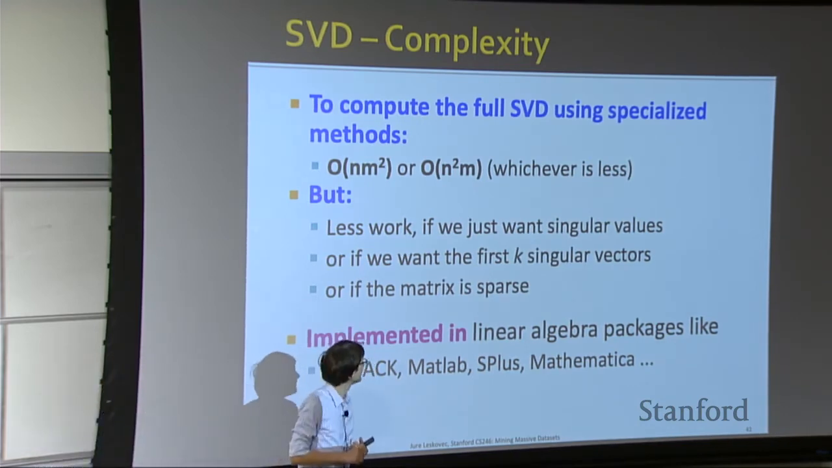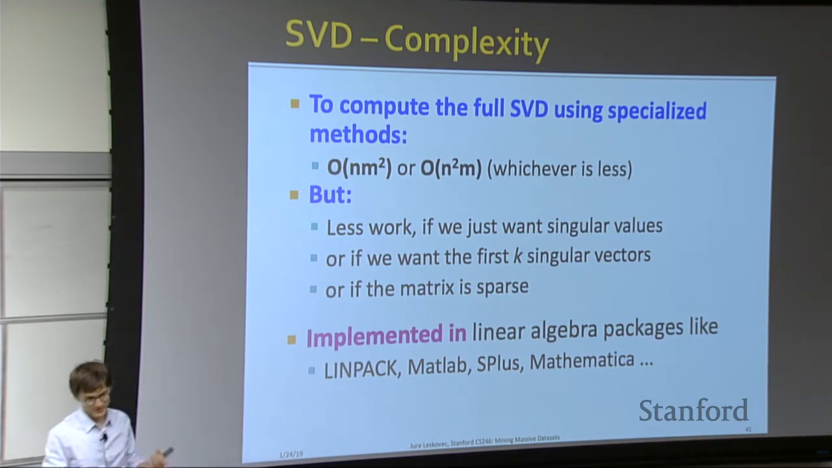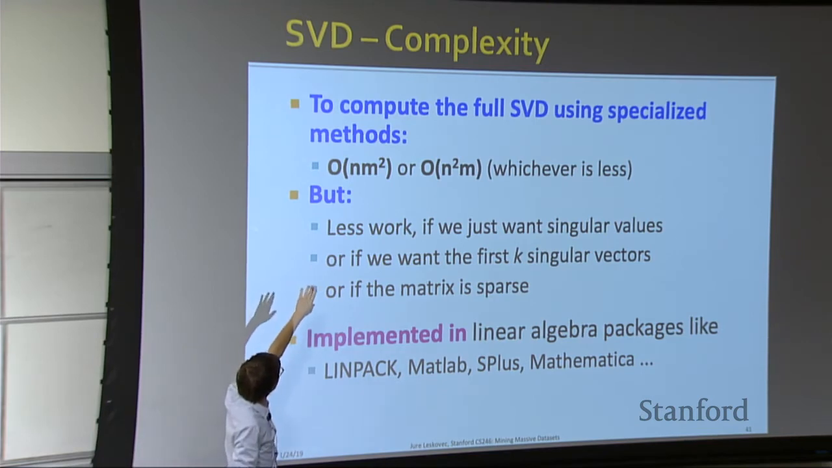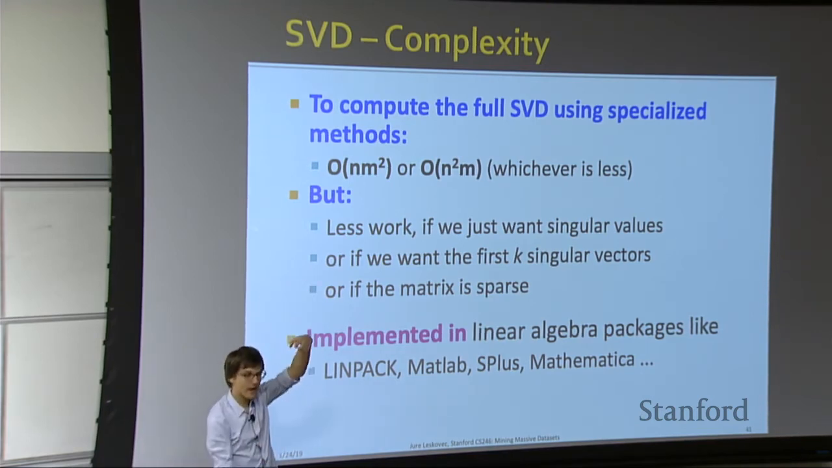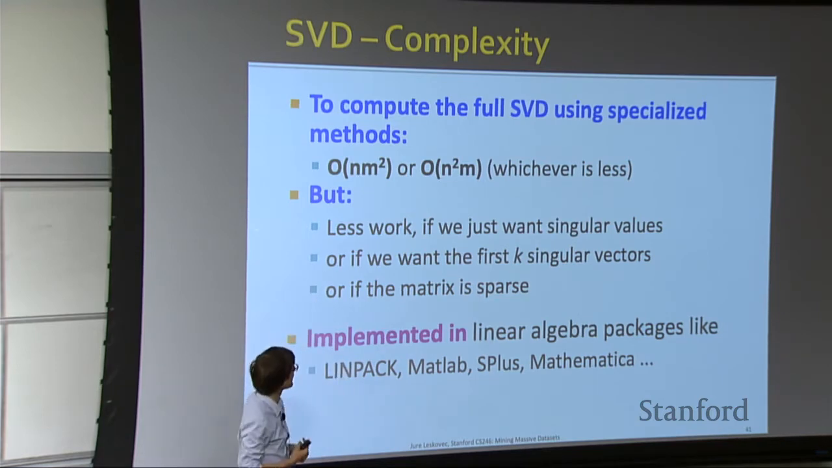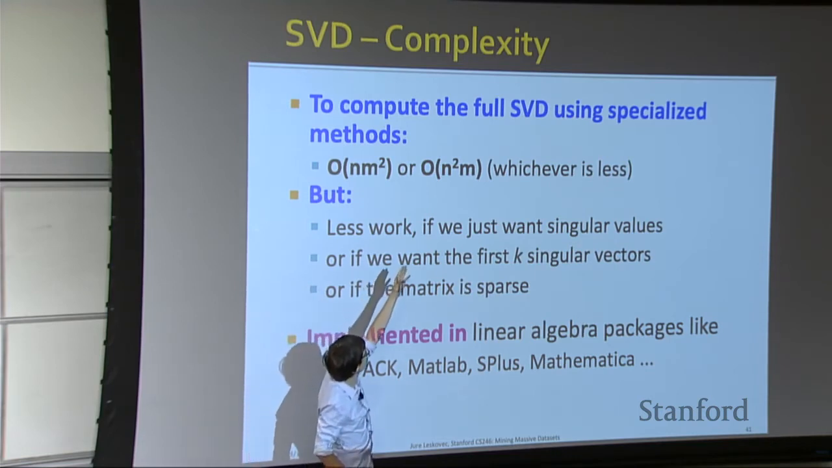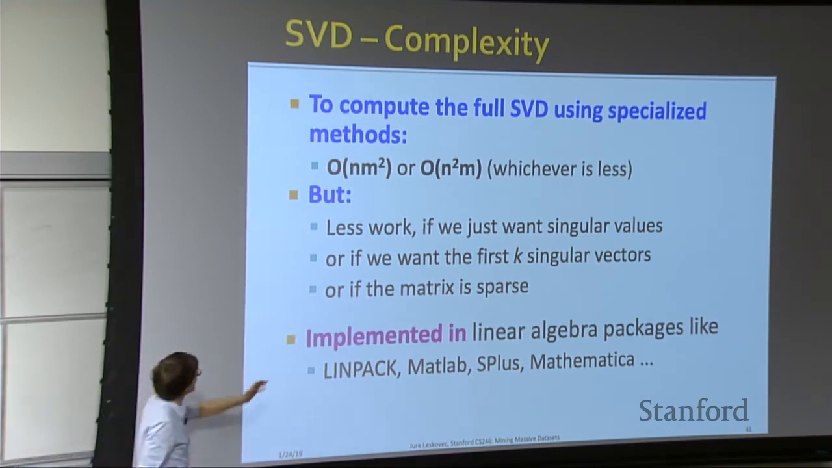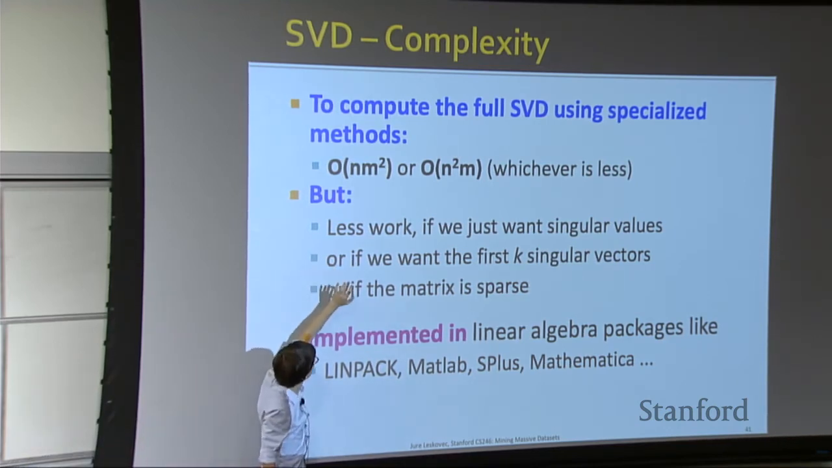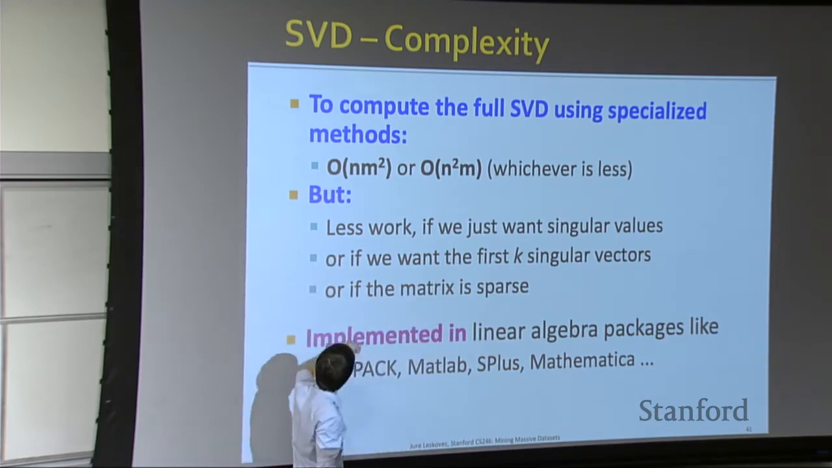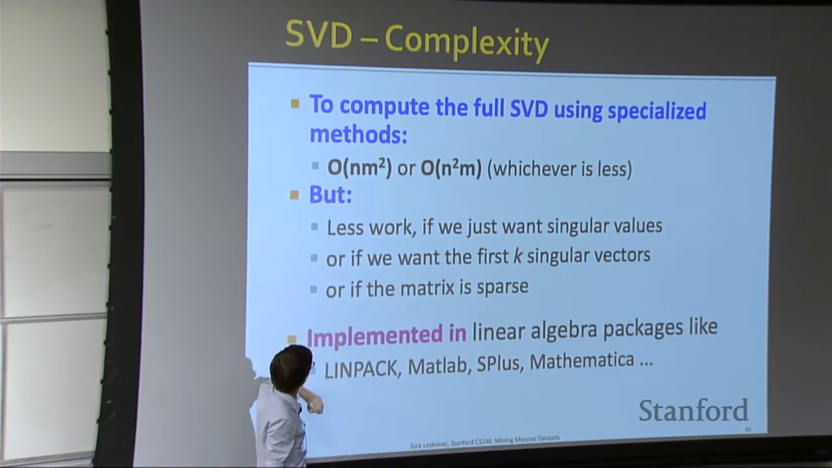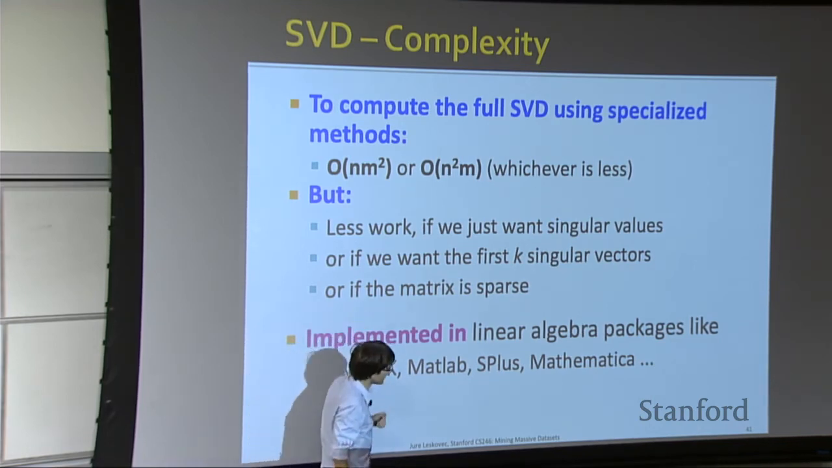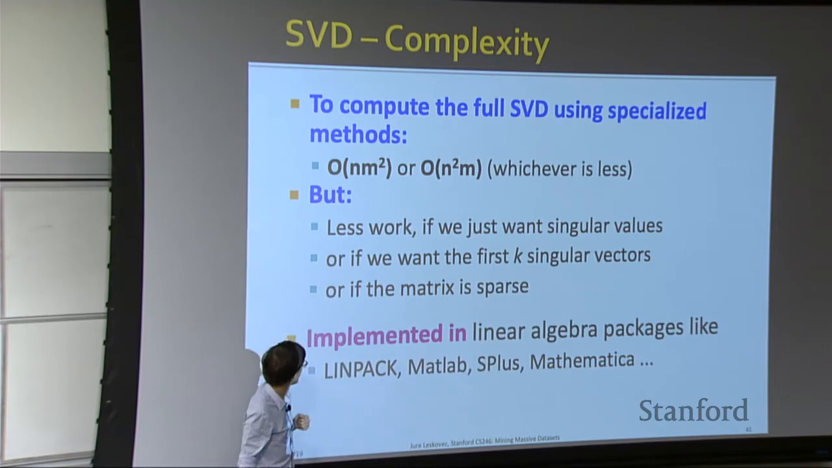So if you're not on a desert island and you have access to linear algebra specialized methods for computing SVD, what is the complexity? The complexity is basically the square of the value in one dimension times whatever the other dimension is. So in some sense, the complexity is n times m squared or n squared times m, whichever is less, okay? Right, but of course, this is to do the full decomposition. You can do less work if you just want the singular values, or if you want the first k singular vectors and corresponding values, if matrices are sparse, and so on and so forth, right?